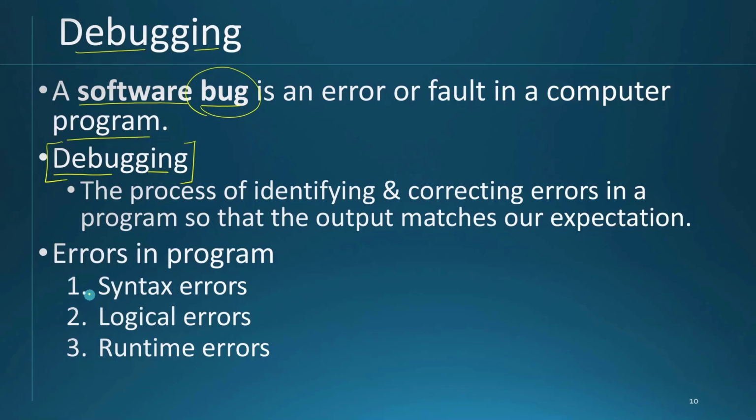In order to debug, you have to identify the errors in your program. Okay, errors mean bugs, and after that you debug it. Now there are three types of errors in a program. The first type is called syntax error, the second type is called logical error, and the third type is called runtime error. We will see each of these in detail in the coming slides, but just understand: syntax error is the easiest to correct, logical error is a little bit more difficult to correct, and runtime error is extremely difficult to correct. Now let us see each one of them in detail.